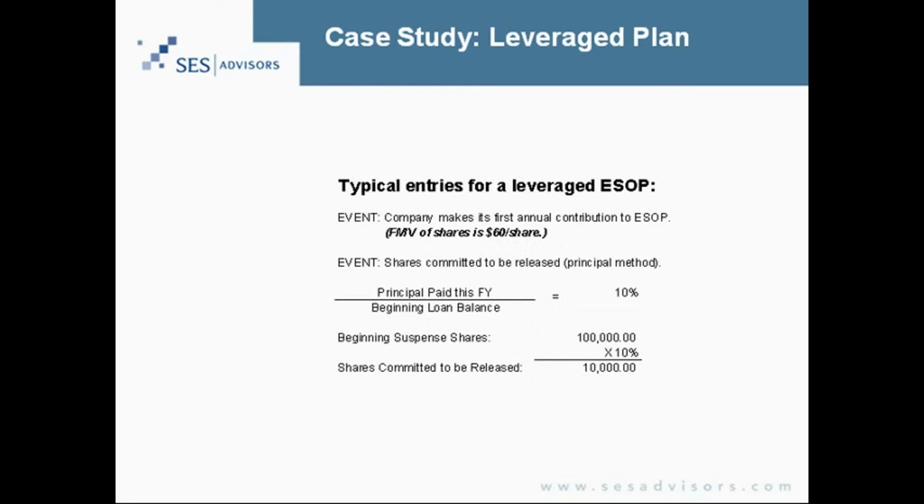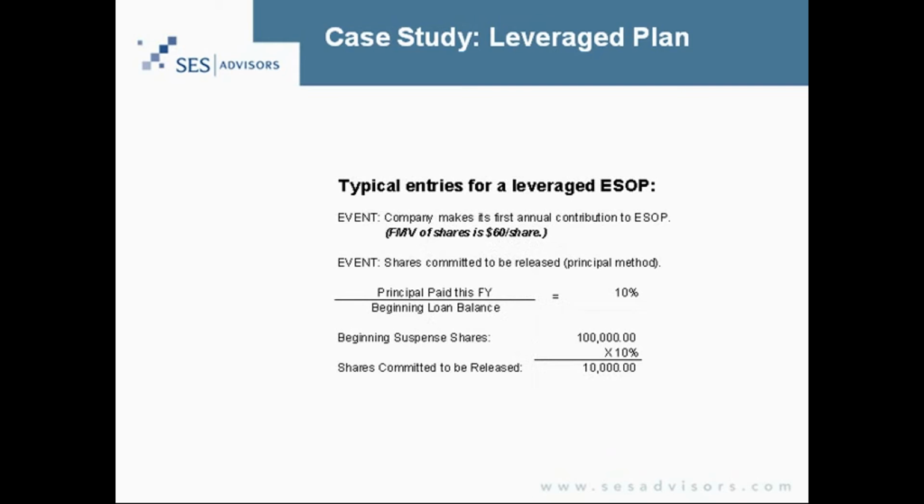Now in turn, the company has made a contribution to the ESOP. And in our example, remember the shares had a historical cost or a cost basis of $100 a share. The fair market value of the shares is now $60. The shares are committed to be released, and we're using the principal method, and I'll talk about the two methods in just a moment. In this case, we've paid $1 million of principal on a $10 million debt.